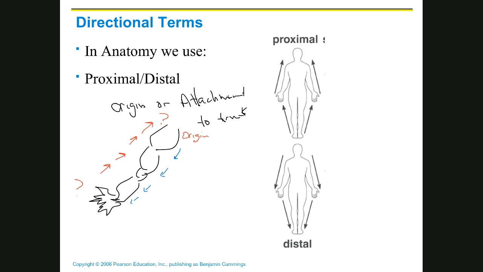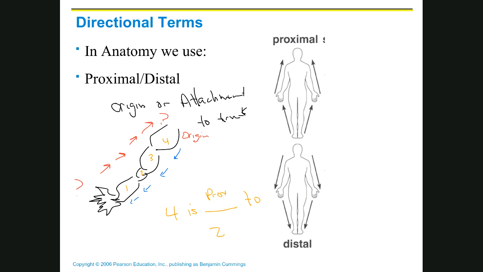So what if I were to put numbers on here? I'm going to put 1, 2, 3, 4 on here. And I'm going to ask you, what is 4 compared to 2? 4 is blank to 2. What goes in there? Is 4 closer or further away from the origin? And so what goes in here is proximal.